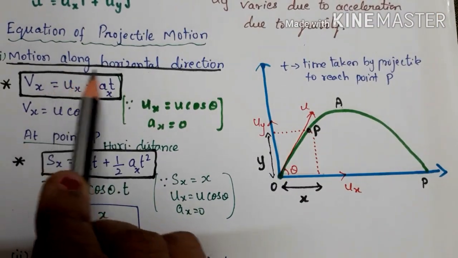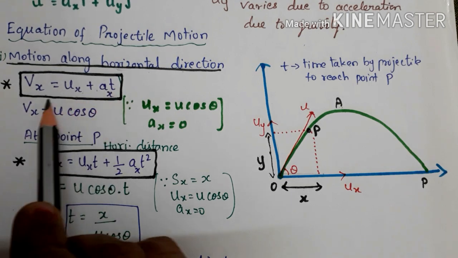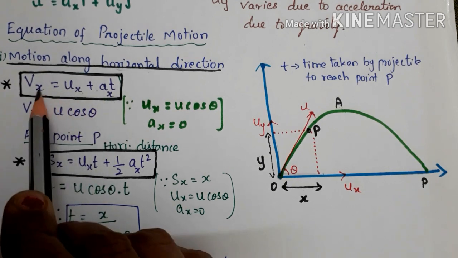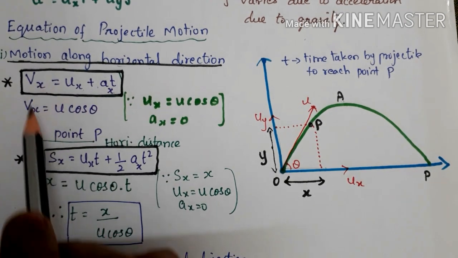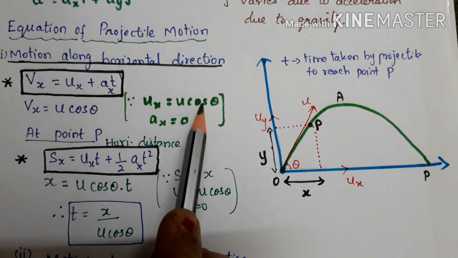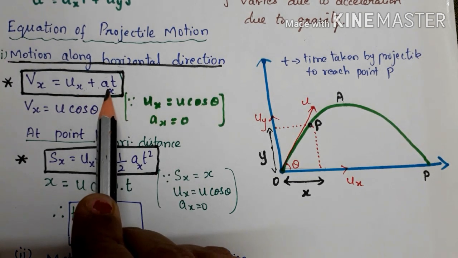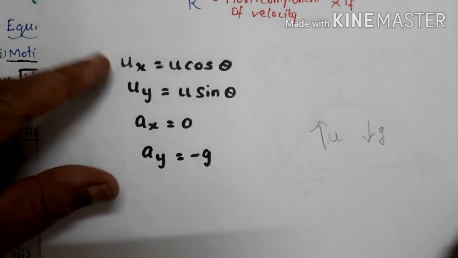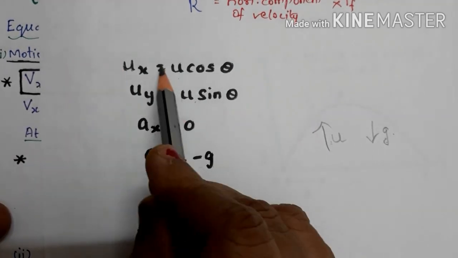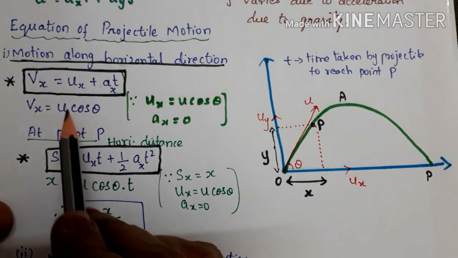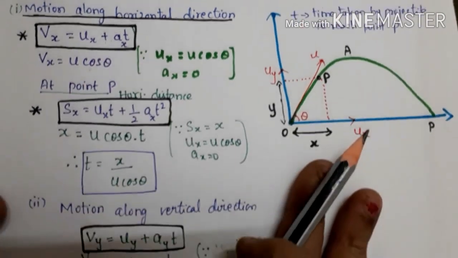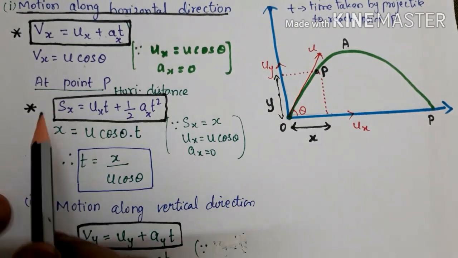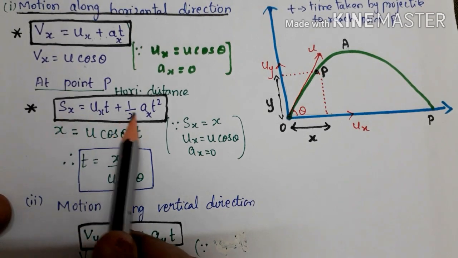Coming back here, motion along the horizontal direction, v is equal to u plus at. All the v, u, everything should be calculated along the x-axis. So v is equal to the velocity along the x-axis, which is ux, you can substitute it as u cos theta, and ax is 0, acceleration along the x-axis is 0. That's what I told you to remember, these 4 things, children. You can see ax is 0 and ux is equal to u cos theta, right? So if you substitute this, you will get vx is equal to u cos theta. Now at the point P, you want to calculate the horizontal distance. So go to the displacement formula, s is equal to ut plus half at square.